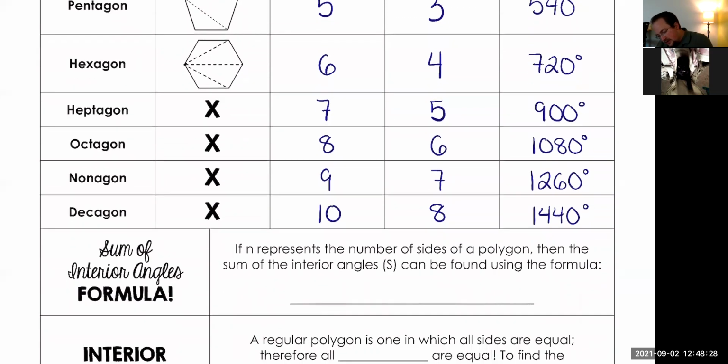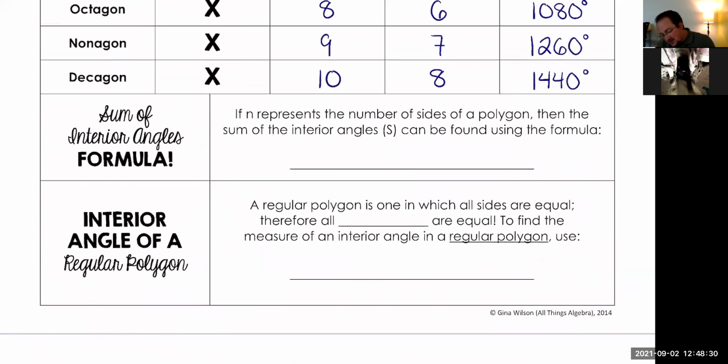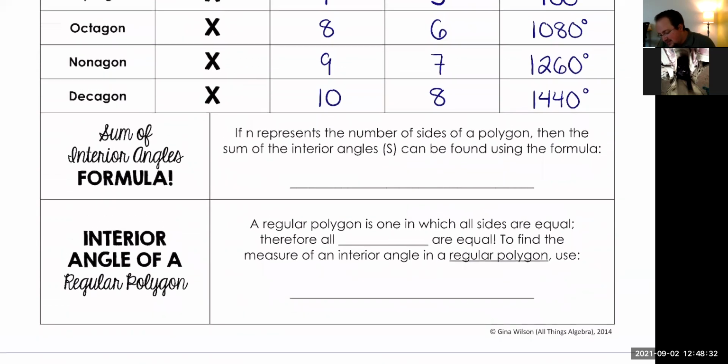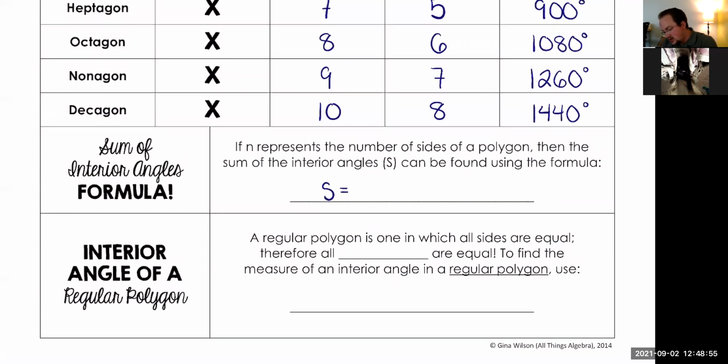So there is a formula which has actually been defined, and we're going to try to piece it together ourselves, saying that if n represents the number of sides of a polygon, then the sum of the interior angles, which we're going to denote with an uppercase S, can be found using the formula. Well, I'm going to start with S equals. Did anyone notice a pattern in terms of the number of sides versus the number of triangles?